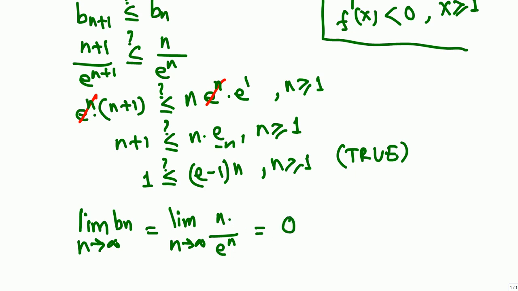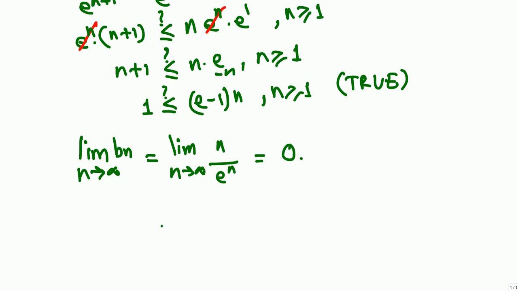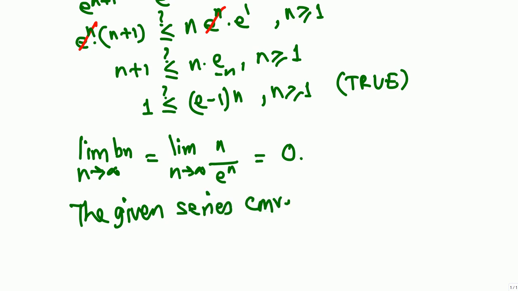Or you can convert e^n to e^x and use L'Hopital's rule, and you will get 0. In any case, we just showed b_n's are decreasing and they decrease to 0. That means by the alternating series test, the given series converges. By the way, this test cannot be used to show divergence. If one of these two conditions fails, no conclusion.